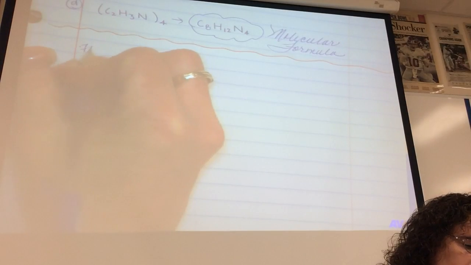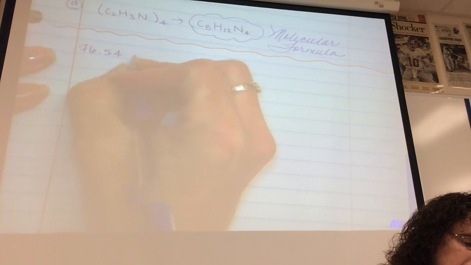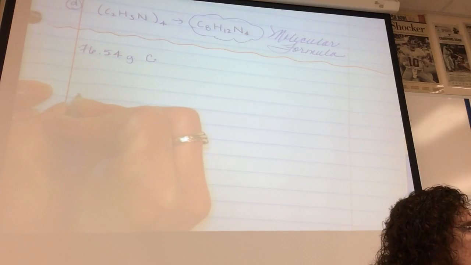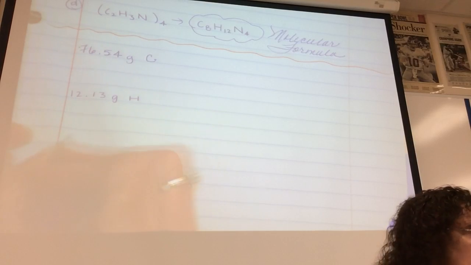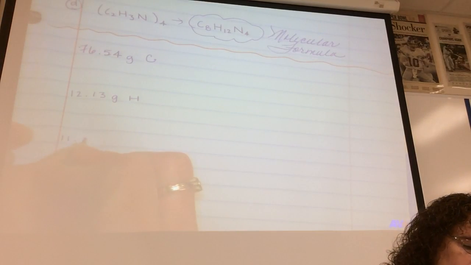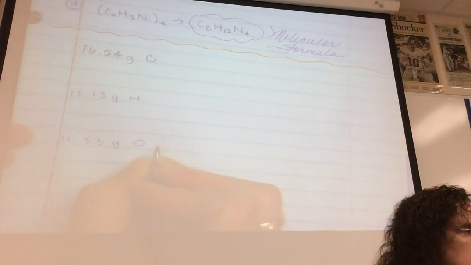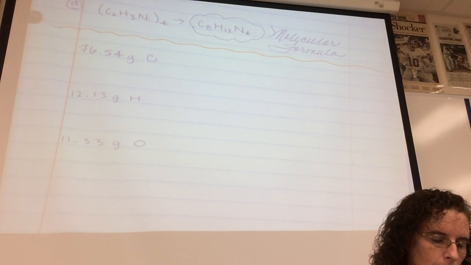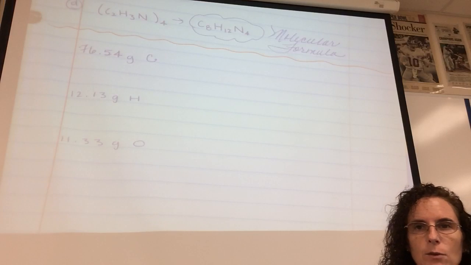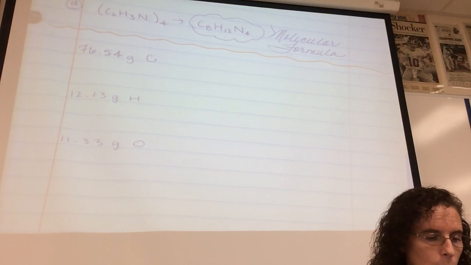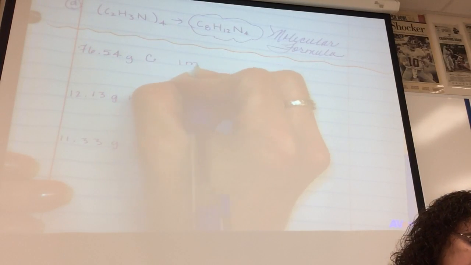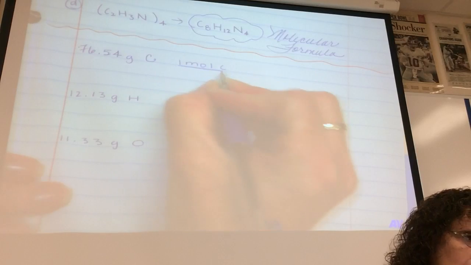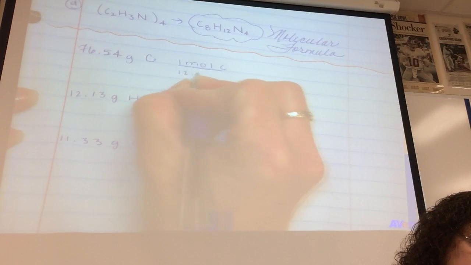All right. So what we're looking at here is we have 76.54 grams of carbon, 12.13 grams of hydrogen, 11.33 grams of oxygen, and we'll write down the rest of the information in a bit. We're going to go from here to the empirical formula the same way we have done the other 6 problems that we've done today.